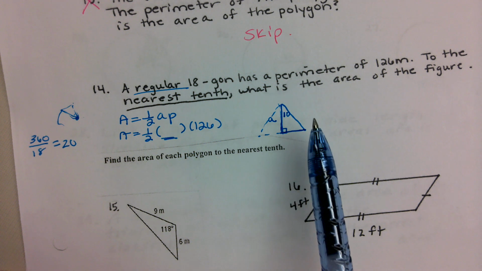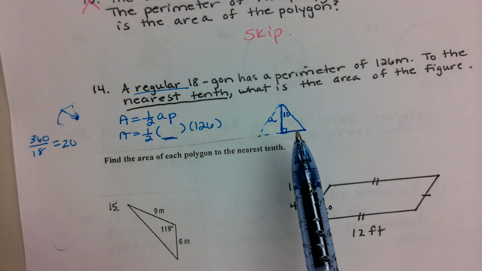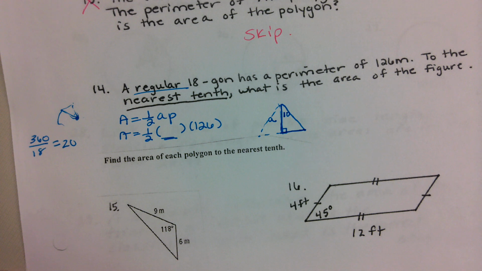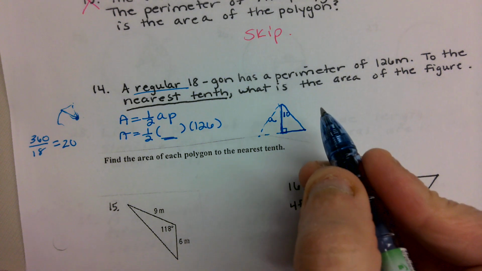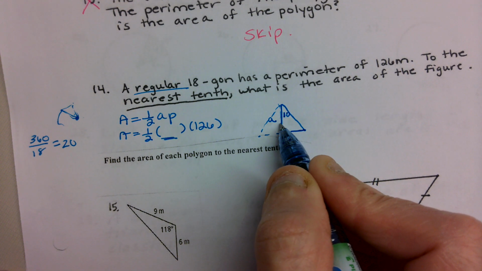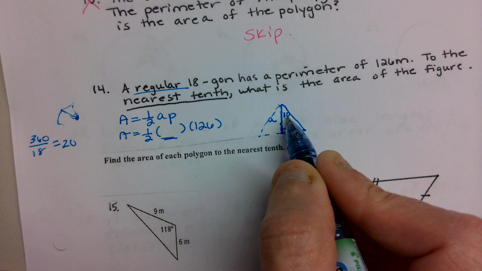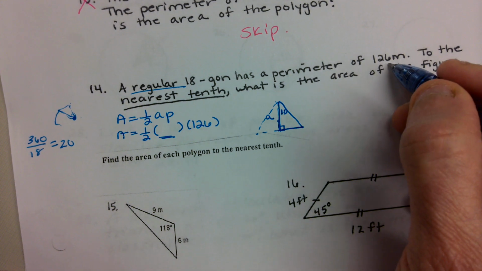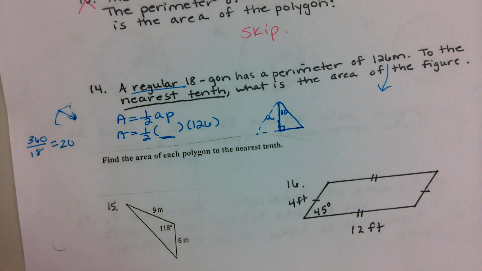Problem is, I still need a side. So we still need to figure out what a side is, but since they gave us the perimeter, because right now all I have is this and this. I need this, and I have this, but I don't have another side. But they told us the perimeter was 126.